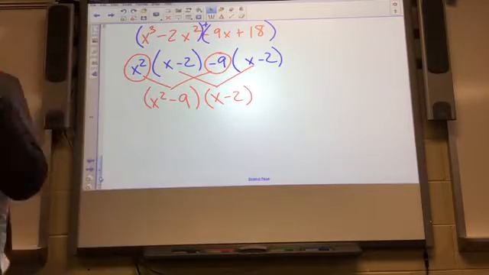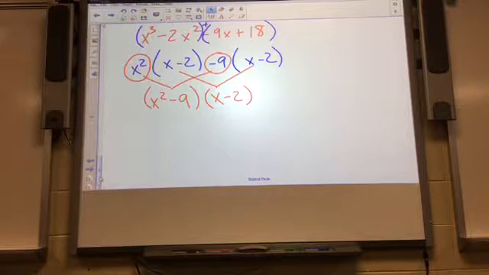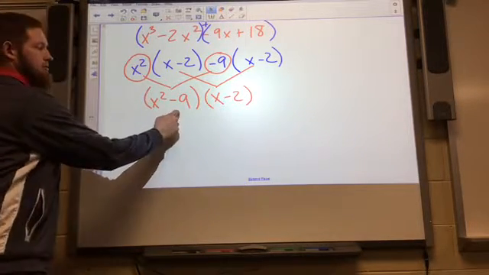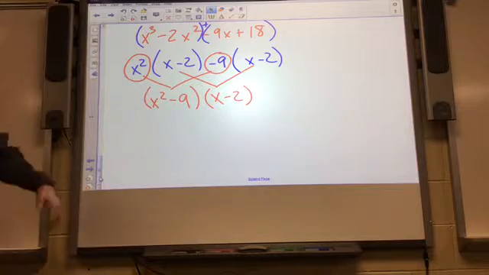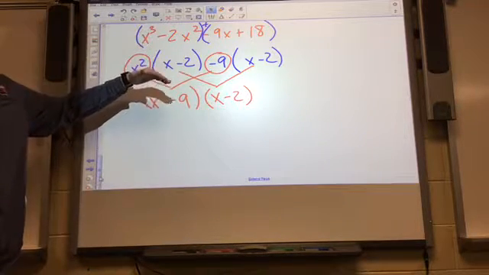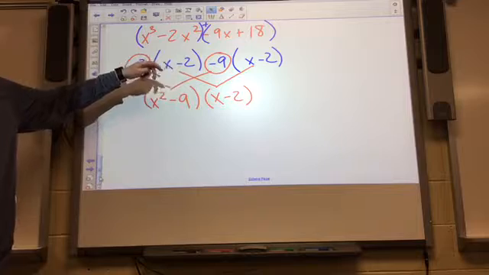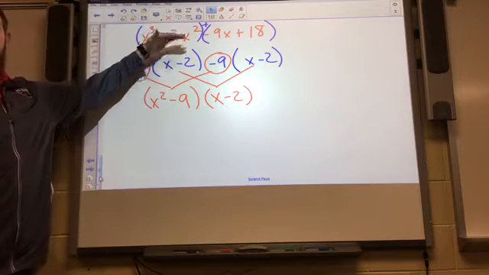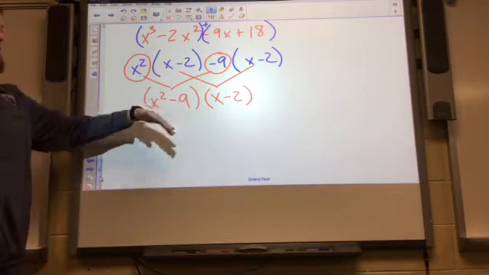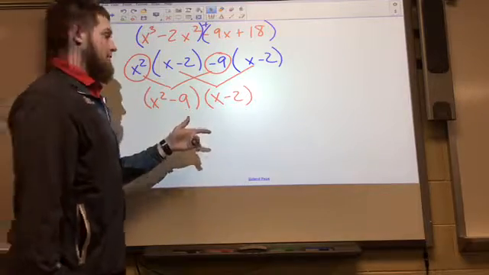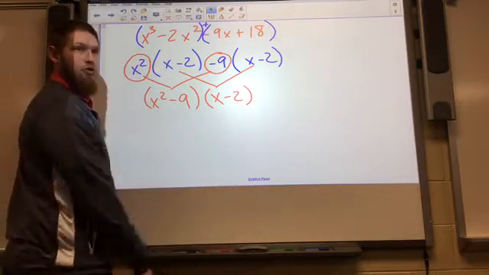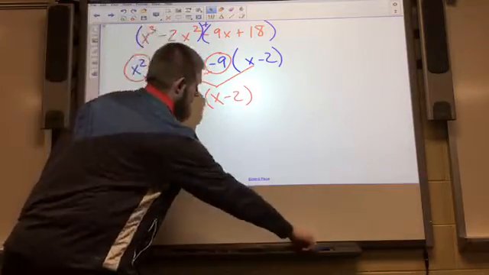Now, does anybody notice anything about this? Am I done? I'm not. Why, Spencer? That's a difference of 2 squares right there. That's a perfect example. We're used to factoring one time and being done. So it's going to be a change here. A lot of times when you think you're done, you need to go one step further. So always check and try to go one step further.